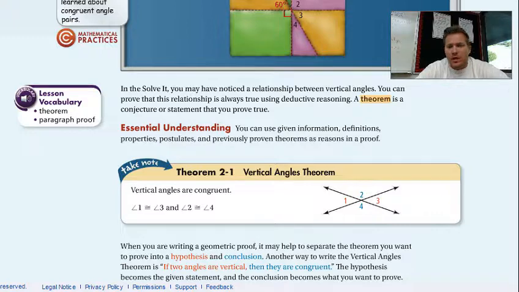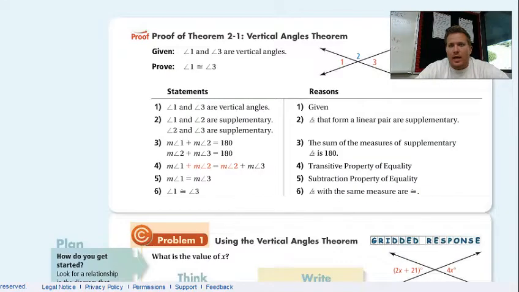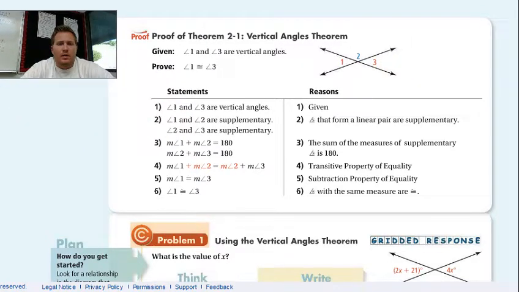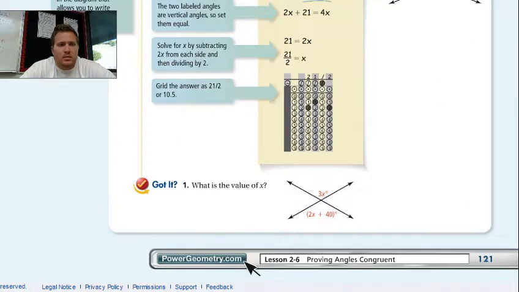Let's take a closer look at what that would look like. If we were to try to prove this true, we could set up our proof like this, with our statements and our reasons. No, you do not have to write this down. This is just how we prove this theorem to be true, through our properties and definitions, showing that vertical angles are congruent. Alright, let's go on to our next.